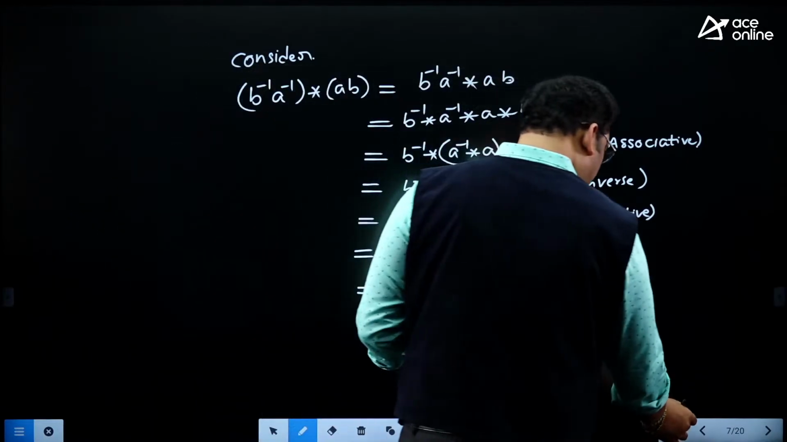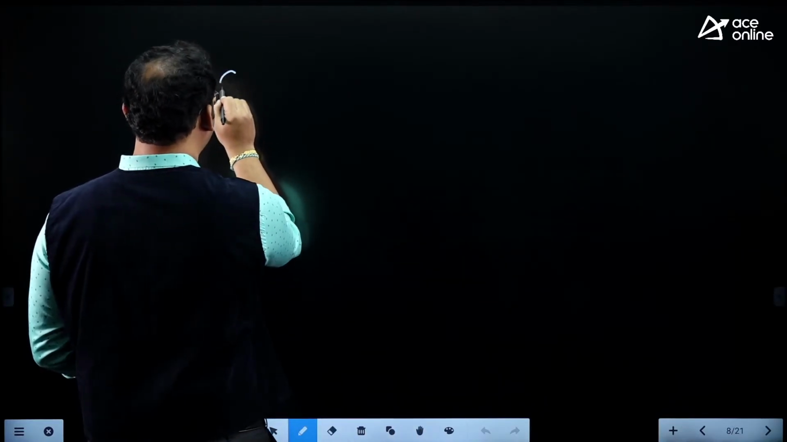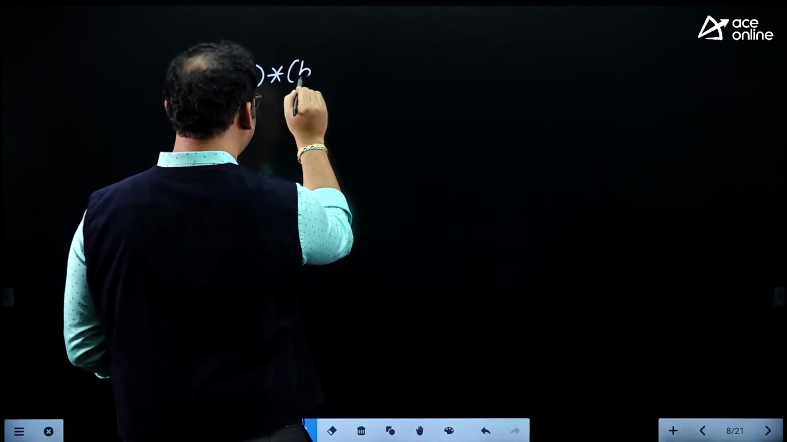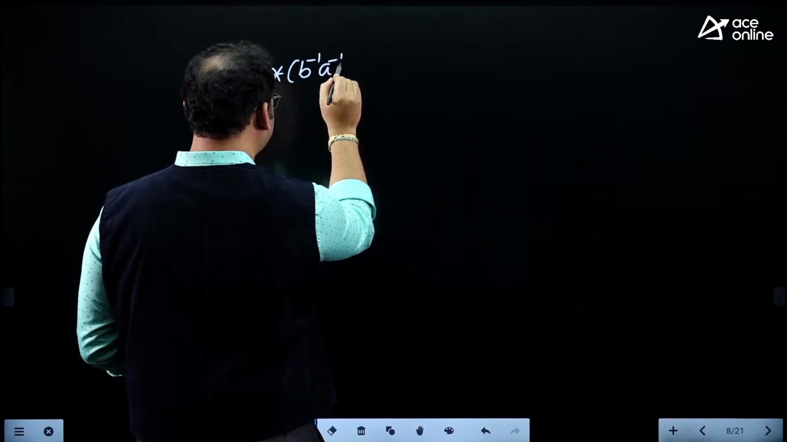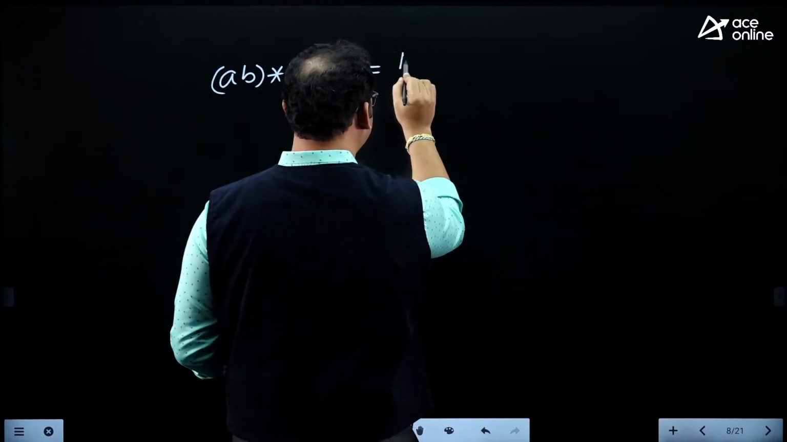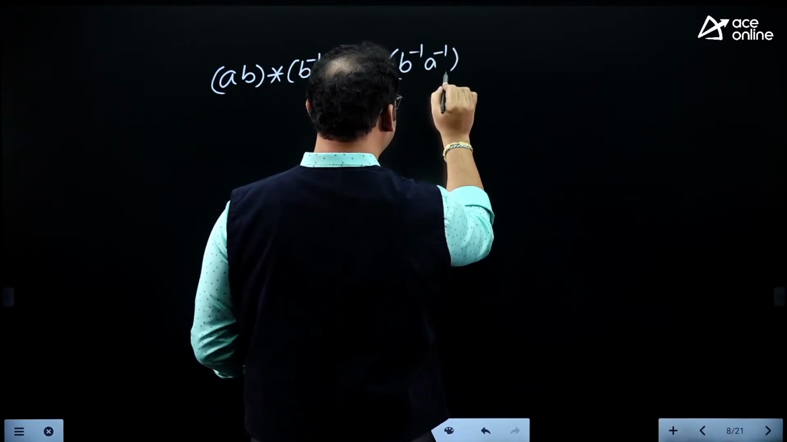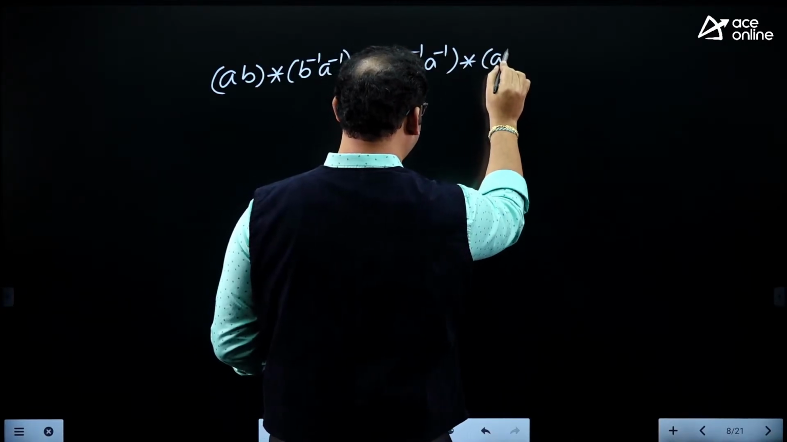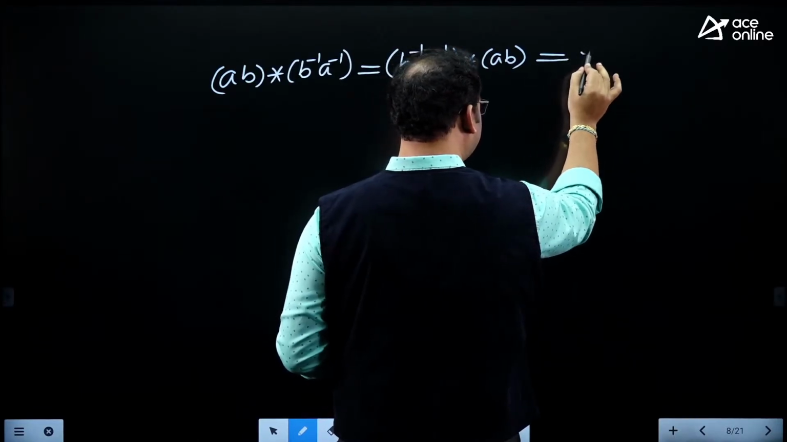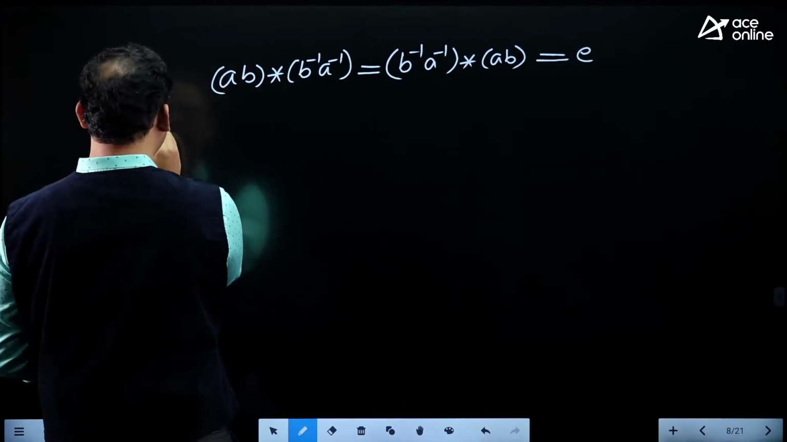Let me conclude something here. Our conclusion is, first you have taken AB star B inverse A inverse, and after that you have taken B inverse A inverse star AB. So in both cases the result is identity. So just to compare, let us compare this.